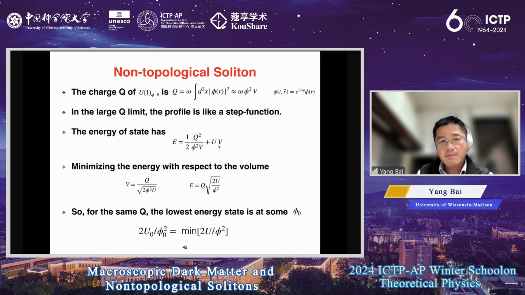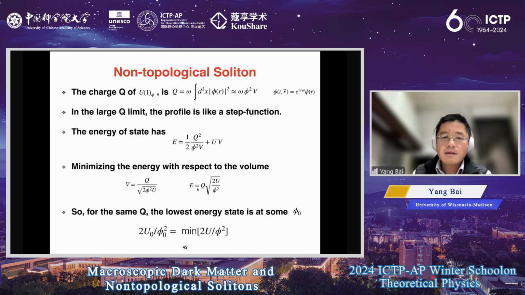So now you see that one term is 1 over the volume, another term is linear in terms of the volume. So they are competing. Then you can minimize the energy with respect to the volume. Then you get the extremal point for the volume. You substitute back. Then you can calculate the energy as a function of the field. Then you can see that it's proportional to Q, which is the charge, times the square root of 2 times the potential divided by phi square.